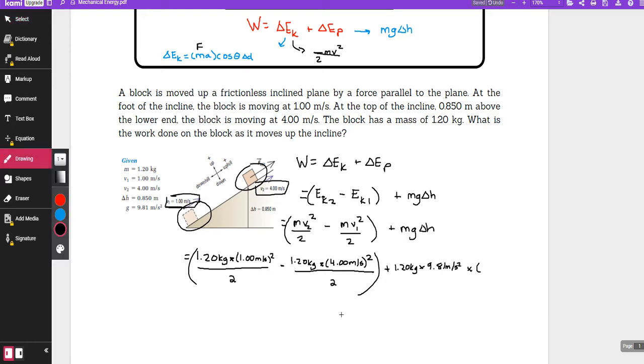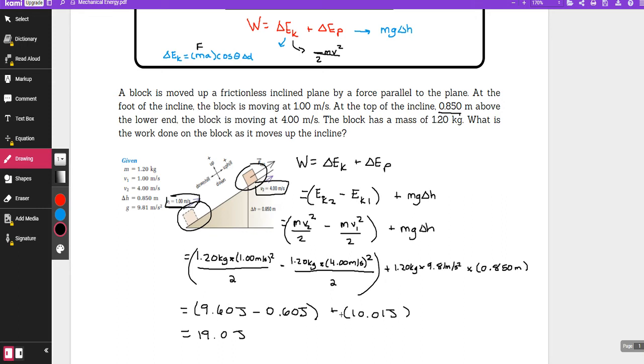Multiplied by the change in height, which is 0.850 because you start at rest and move all the way up. Now let's slam some numbers into our calculator. So this is going to end up being 9.60 joules minus 0.60 joules, close those brackets, plus 10.01 joules to give us 19.0 joules. So this is the work caused to push it up.